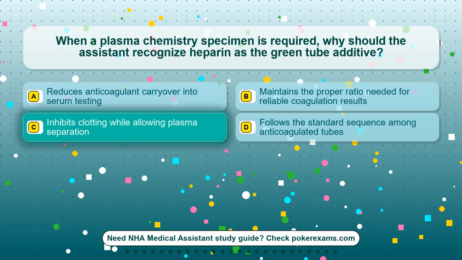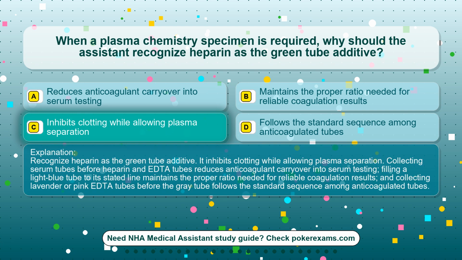The correct answer is option C. Inhibits clotting while allowing plasma separation. Recognize heparin as the green tube additive. It inhibits clotting while allowing plasma separation. Collecting serum tubes before heparin and EDTA tubes reduces anticoagulant carryover into serum testing. Filling a light blue tube to its stated line maintains the proper ratio needed for reliable coagulation results. And collecting lavender or pink EDTA tubes before the gray tube follows the standard sequence among anticoagulated tubes.